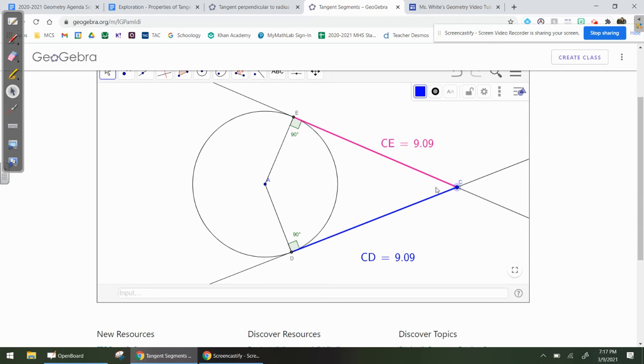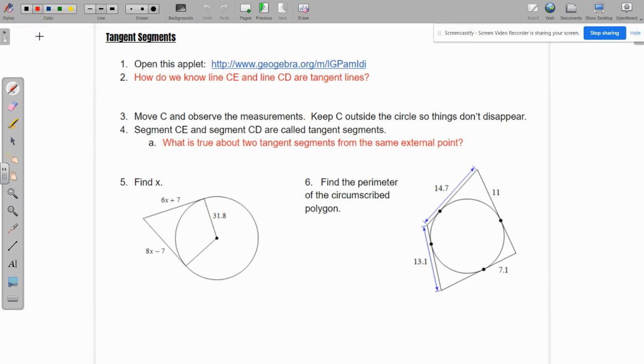Remember from our last tutorial that a tangent is always going to be perpendicular to a radius of a circle. And in both of these cases, I can see that line DC is 90 degrees with our radius AD, and line EC is perpendicular or 90 degrees with our radius AE. So the question here was, how do we know line CE and line CD are tangent lines? We can say they are perpendicular to a radius of the circle.